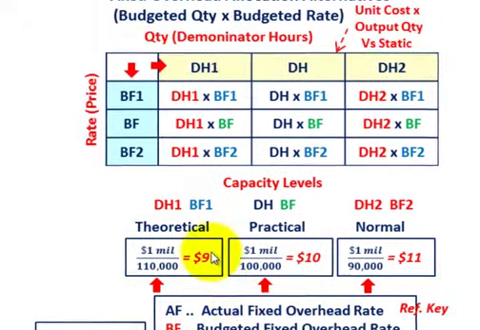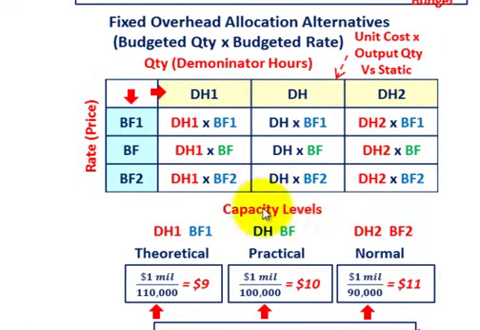Okay, so this is the case here. We're going to be looking at three different capacity levels that they normally use when you're allocating. In this case, we're allocating our fixed overhead based on different capacity levels, and we're going to allocate that fixed overhead on direct labor hours. So we'll start with our theoretical amount. We'll go through these amounts later to determine exactly what we're talking about with theoretical here.